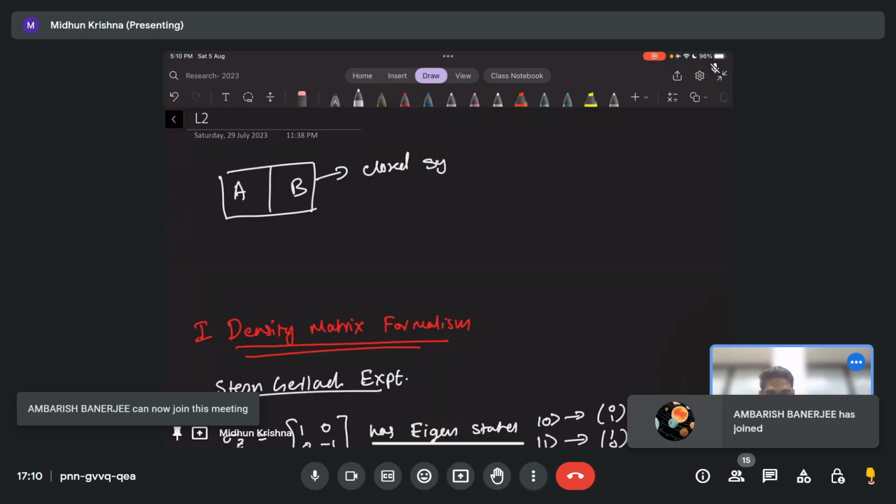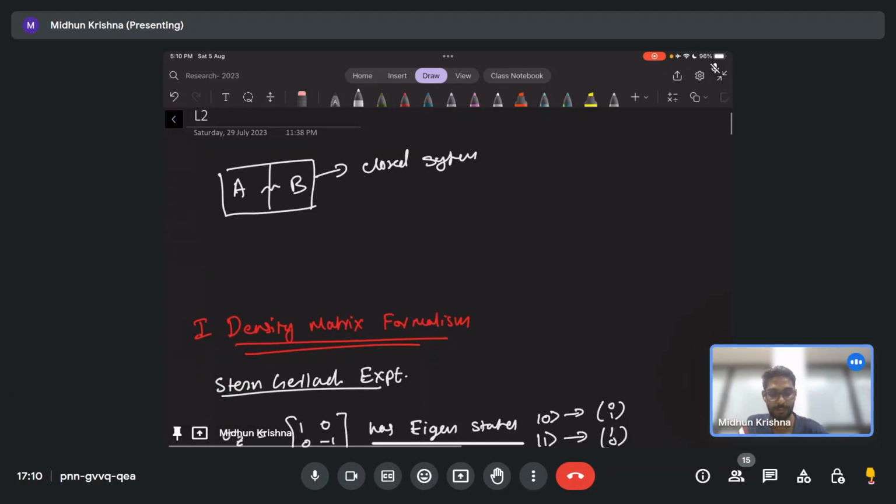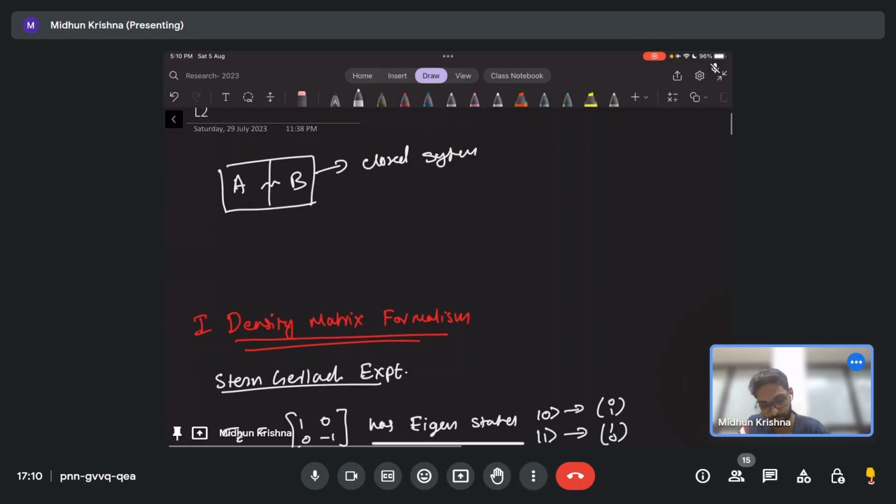Yeah, closed system. So A, B combined is closed. But if I look at A, it is interacting with B, right? Even though A, B together evolves using the Schrodinger equation, if you look at A alone, the full state of this system is some psi AB. But if I don't have any access to one part of the system, let's say B, I can only access A. I can only do my experiments on A. Then what happens is I cannot describe the state of A using a wave function.